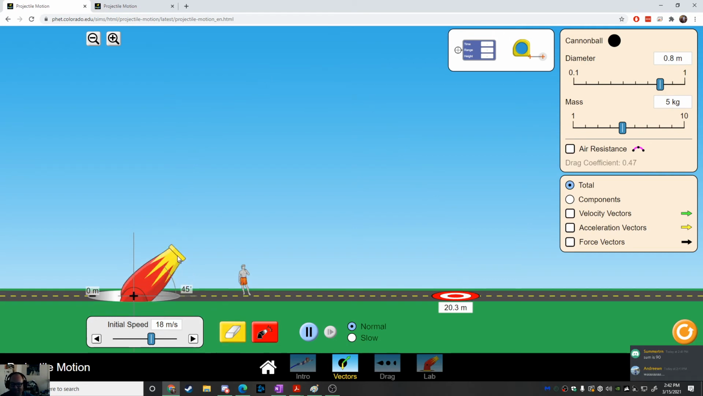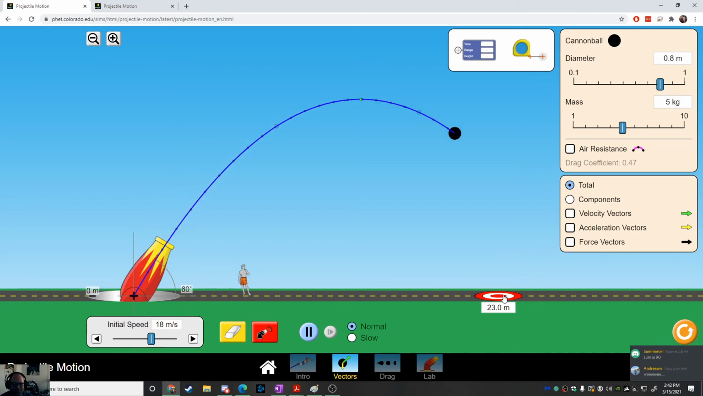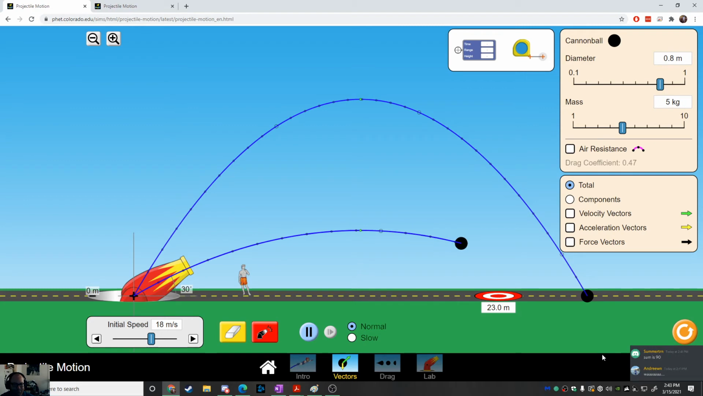Okay. Let's do 60 and 30. So here's 60. 60 should go a little bit farther, right? Doesn't really matter if I move this thing. So there's 60. And if I put it at 30, boom, same thing should happen. They go exactly the same distance.